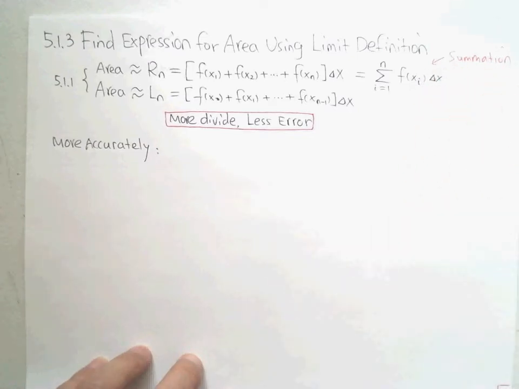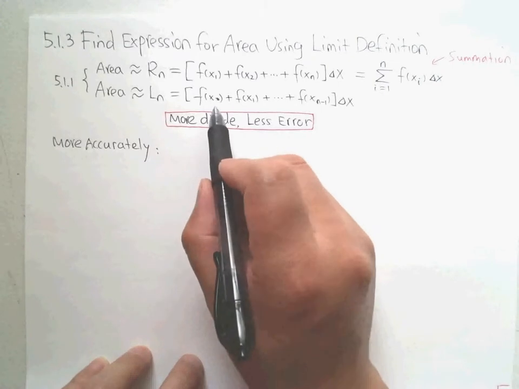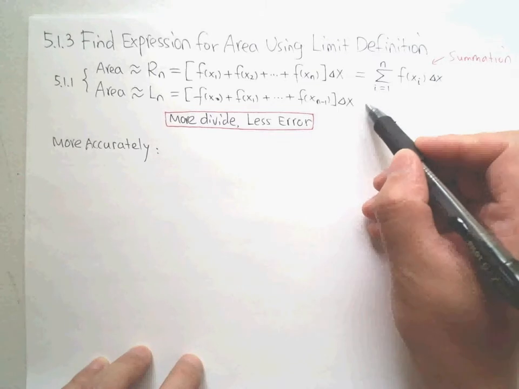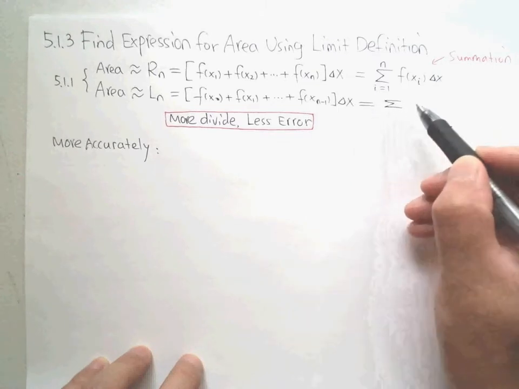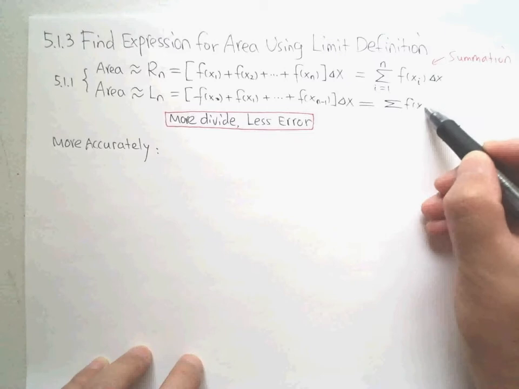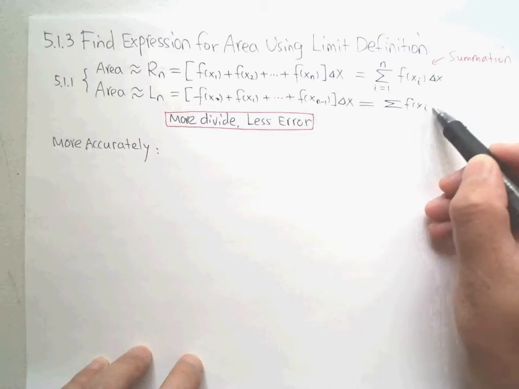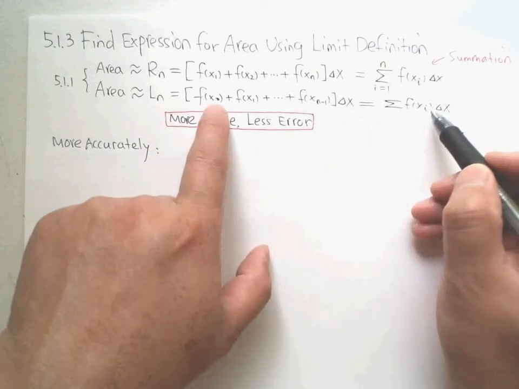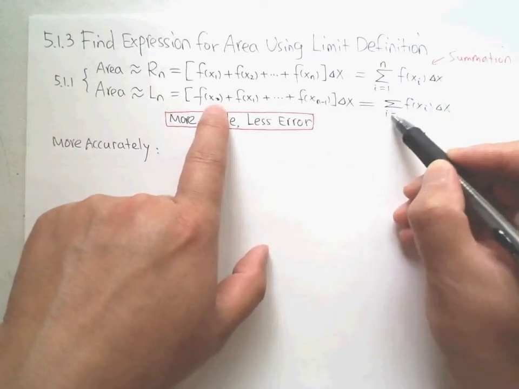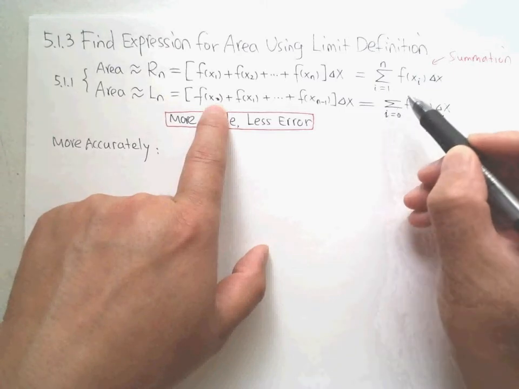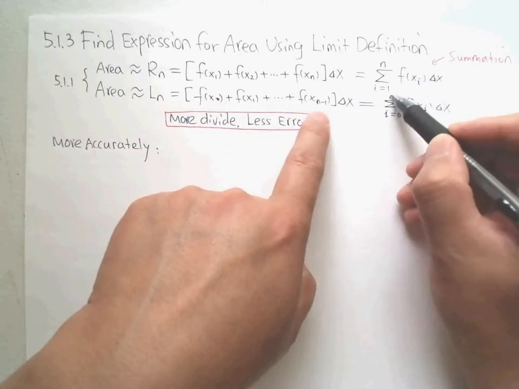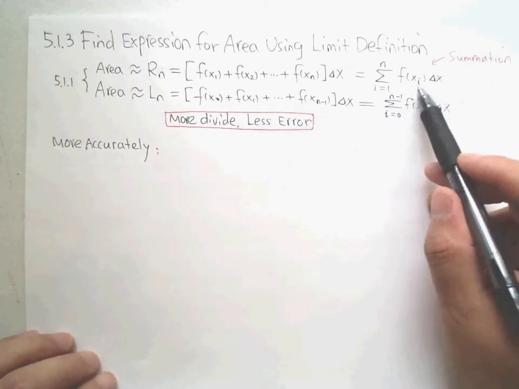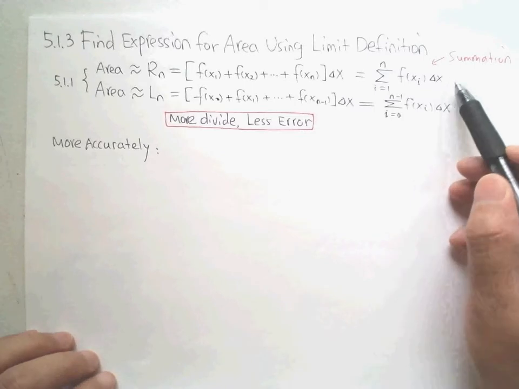The same if we take the summation notation for the left endpoint. It should be sigma, and if I use the general term f(x_i) times delta x, this time the index i goes from 0 to the last term, n minus 1. So this is also a summation. See a little bit of the difference. This is the right endpoint, and this is the left endpoint.